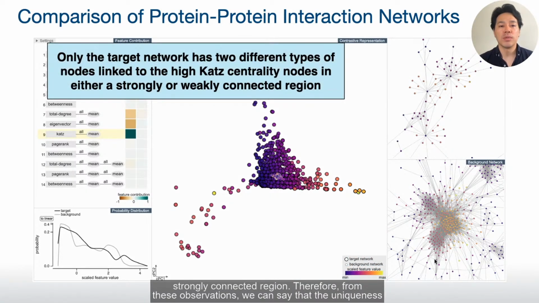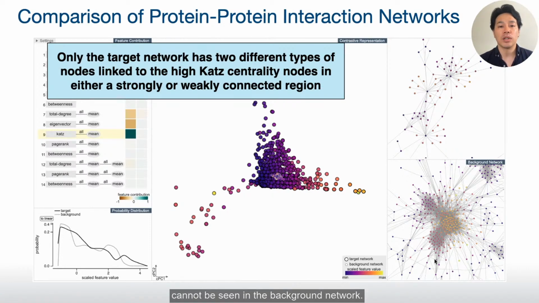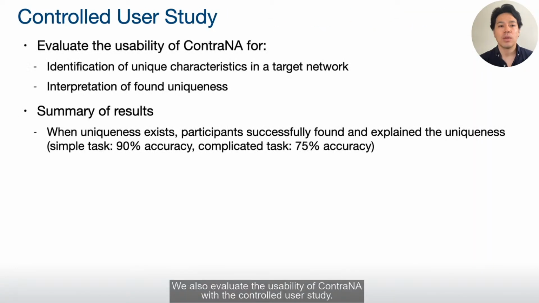Therefore, from these observations, we can say that the uniqueness is derived from the fact that a target network has two different types of nodes linked to the high cut centrality nodes, either a strongly or weakly connected region, which cannot be seen in the background network. We also evaluate the usability of Contrana with the controlled user study. Generally, the user study results show that when the target network has uniqueness, the participants successfully find and explain the uniqueness.